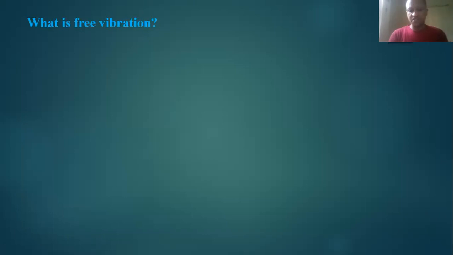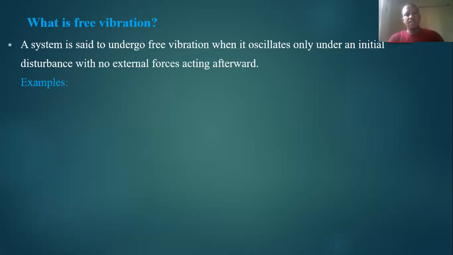discussion. So what is free vibration? A simple definition for free vibration is: a system is said to undergo free vibration when it oscillates only under an initial disturbance with no external force acting on it. After disturbing the system, no external force will come. That is, f(t) equals 0.